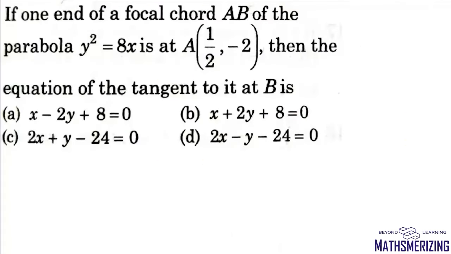Now let us take some questions. If one end of a focal chord AB of the parabola y square equals 8x is at A (1 by 2, comma minus 2), then the equation of the tangent to it at B is. So now we know that this parabola is y square equals 8x. Now what is the value of a for this? The value of a is simply 2. So any general point on this parabola, I can write it as (a t square, 2at).